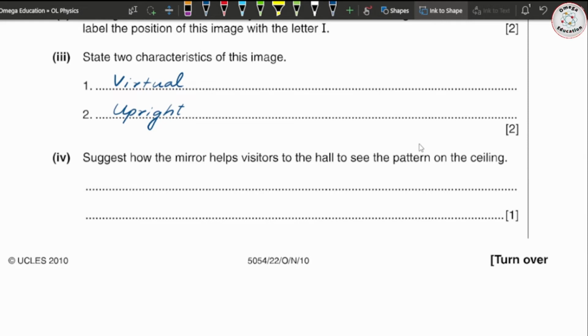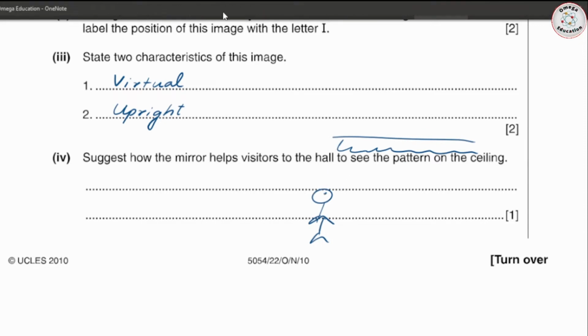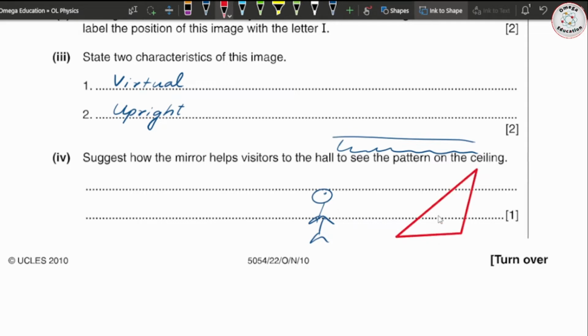So if this is the ceiling, and the person is standing here, and this person wants to see the pattern on the ceiling, he has to look straight up. But in this case, once you have placed the mirror at a 45 degrees angle, the rays from the ceiling pattern would be reflected by the mirror, and they would enter the eyes of the person, and the person would be able to see the pattern of the ceiling without looking straight up.